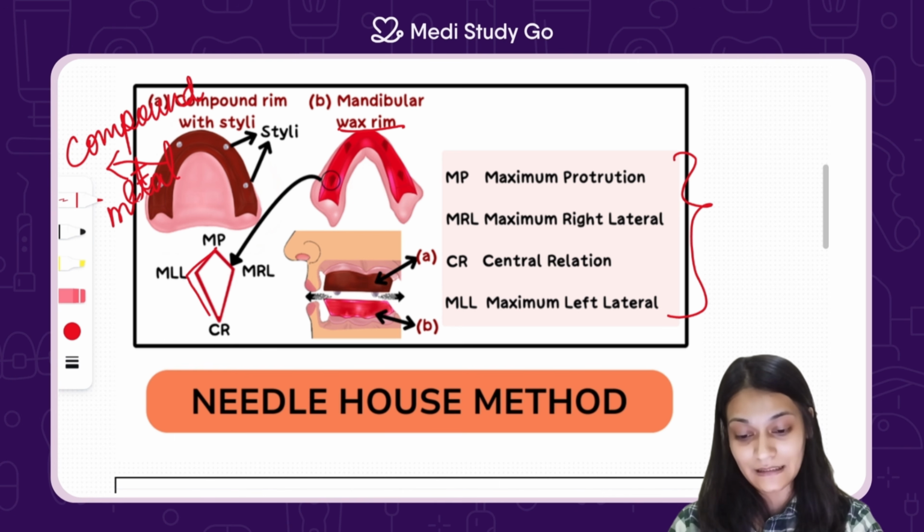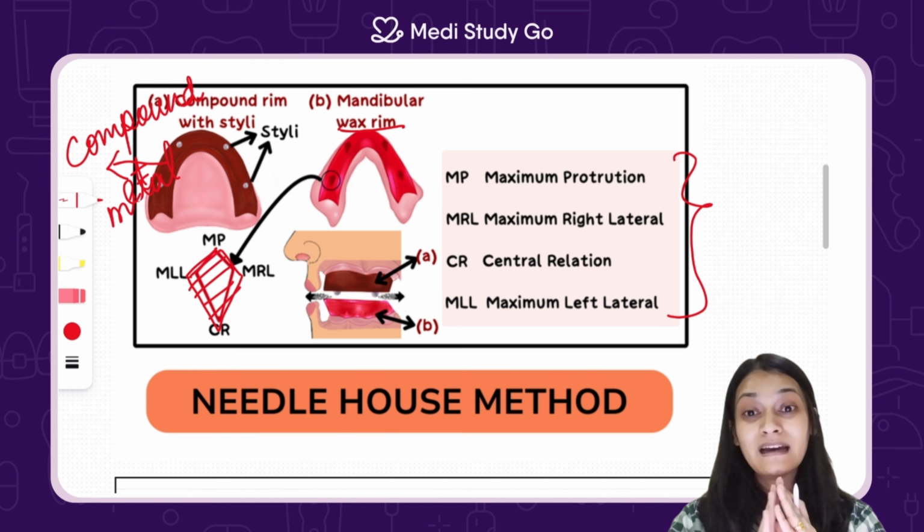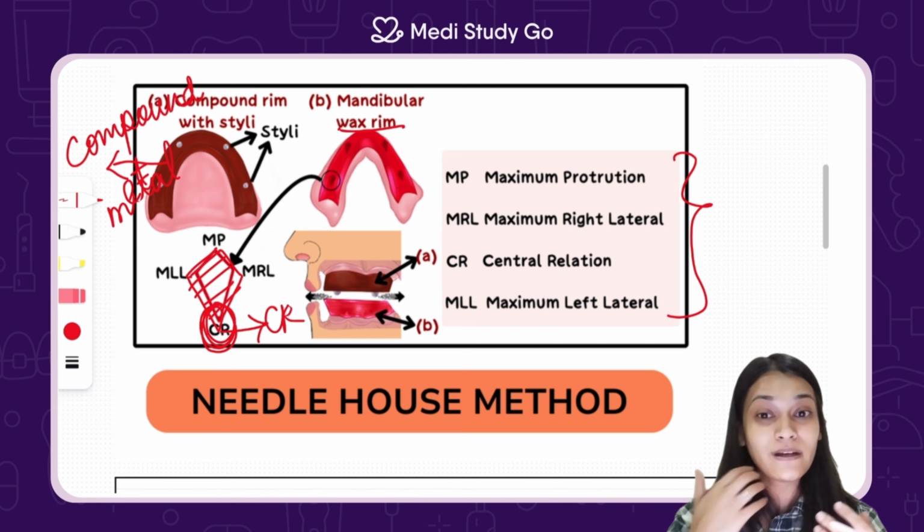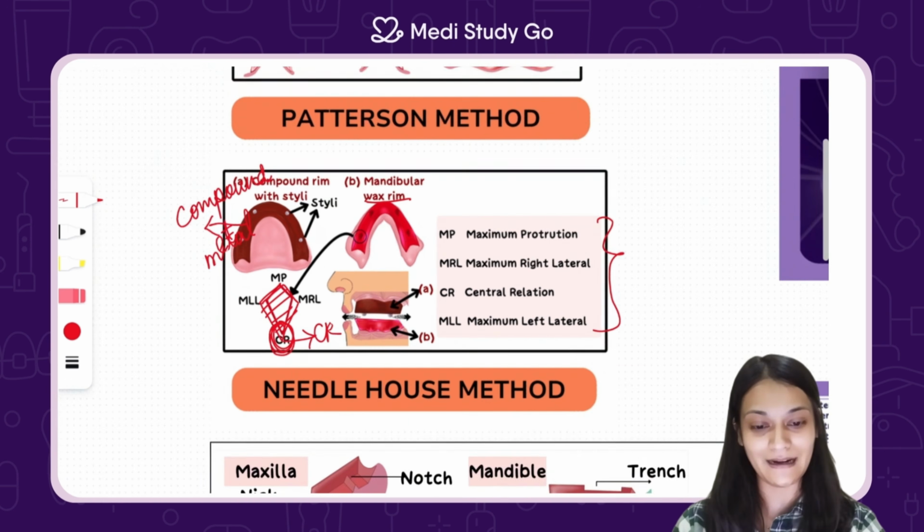And what you obtain here, can you see this diamond? It's nothing but your records that have been obtained. And the most retruded position is nothing but your centric relation. So it is the functional or physiologic position that has been determined.